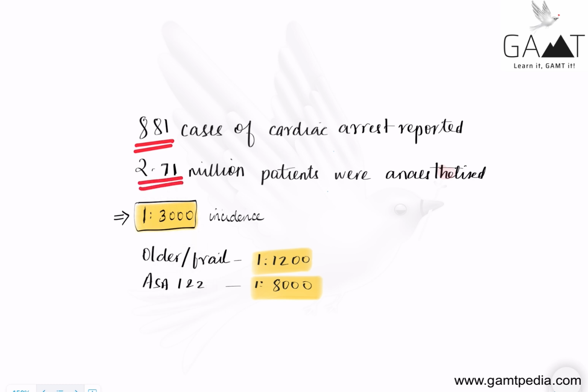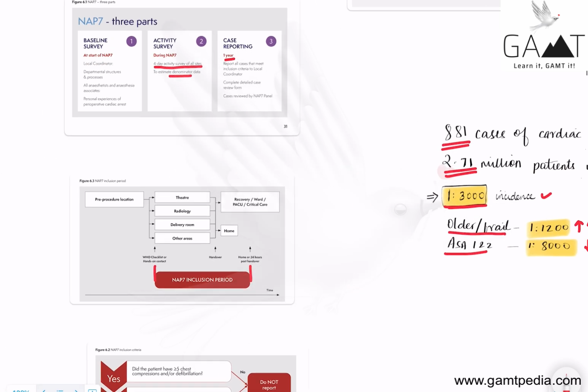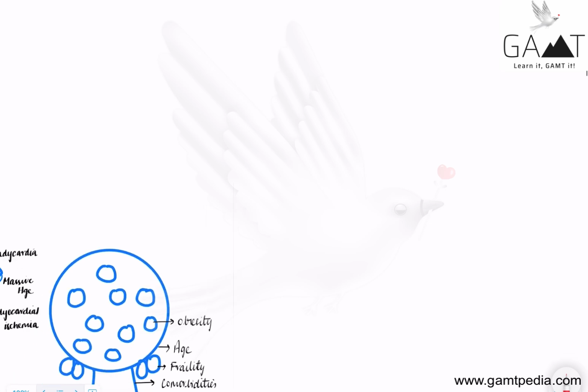This is an extrapolation from the 4-day activity survey data. So the incidence then became 1 in 3,000. It's important to note that older and frail patients have a higher incidence, 1 in 1,200, and ASA 1 and 2 patients have a very low incidence, 1 in 8,000, which is very reassuring. So the overall incidence is 1 in 3,000. It's higher in older and frail patients, lower in ASA 1 and 2 patients, as you'd expect. Okay, so that's the incidence.